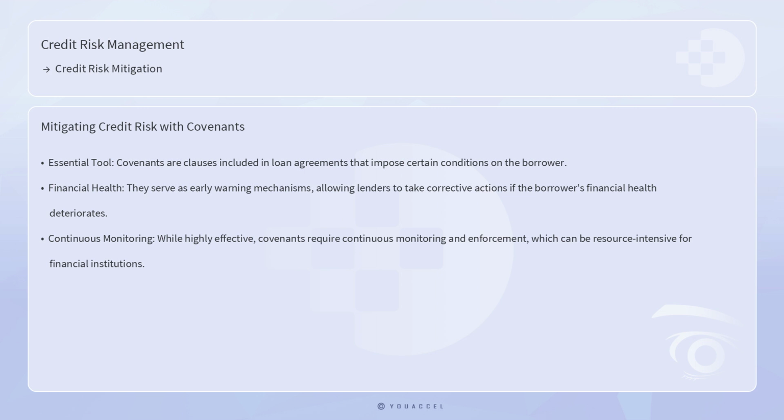Covenants are another essential tool for mitigating credit risk. These are clauses included in loan agreements that impose certain conditions on the borrower, such as maintaining specific financial ratios or restricting additional borrowing. Covenants serve as early warning mechanisms, allowing lenders to take corrective actions if the borrower's financial health deteriorates. While covenants can be highly effective, they require continuous monitoring and enforcement, which can be resource-intensive for financial institutions.